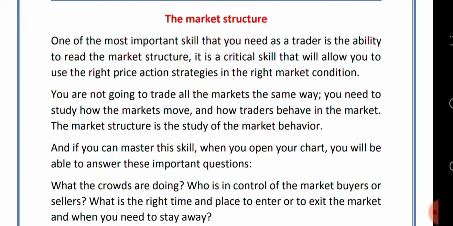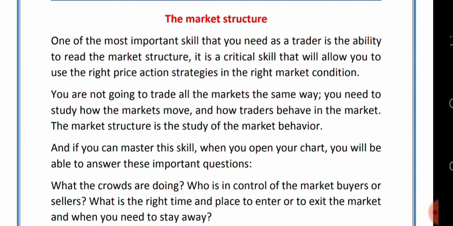So you need to understand the market structure to know and understand how the market moves, how other traders behave in the market, and the levels at which you will enter the trade or exit the trade will be based on your understanding of the market structure.